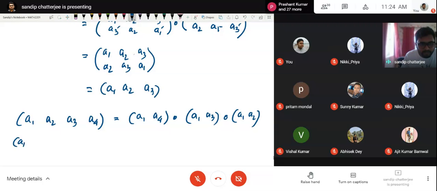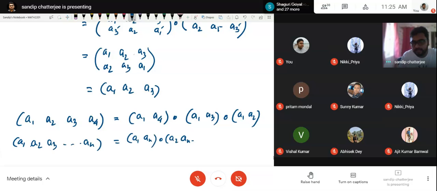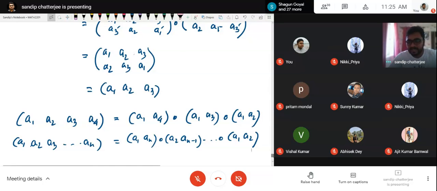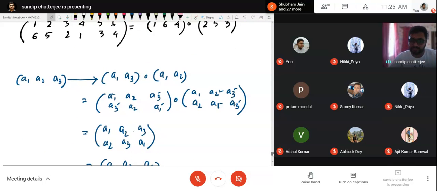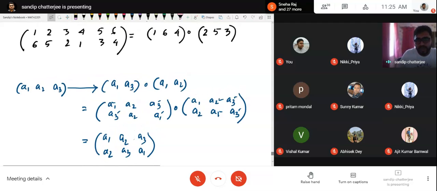Or in other words, if I have n elements in my permutation, A1, A2, A3, etc., An, then that will be equal to (A1, An) operated with (A1, An minus 1), and in this way operated with (A1, A2). So this is how we can express any cycle as a product of transpositions. And the general proof you can see here also.